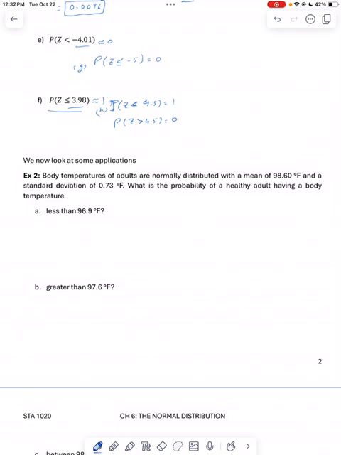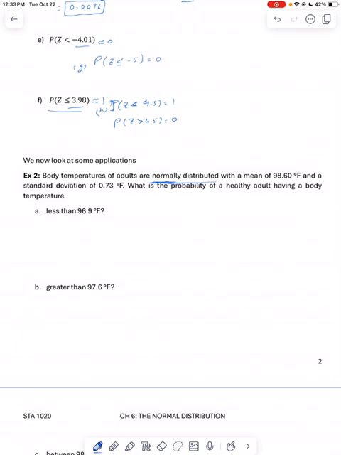So example 2, body temperatures of adults are normally distributed. Now this is the word that you should be looking for. Sometimes it would say are normally distributed, or the distribution is close to a normal distribution, or almost normally distributed. These are the words you should be looking for, so that if you have that case, then you can use the z-score table. It says with a mean of 98.6 Fahrenheit and a standard deviation of 0.73 degrees Fahrenheit.